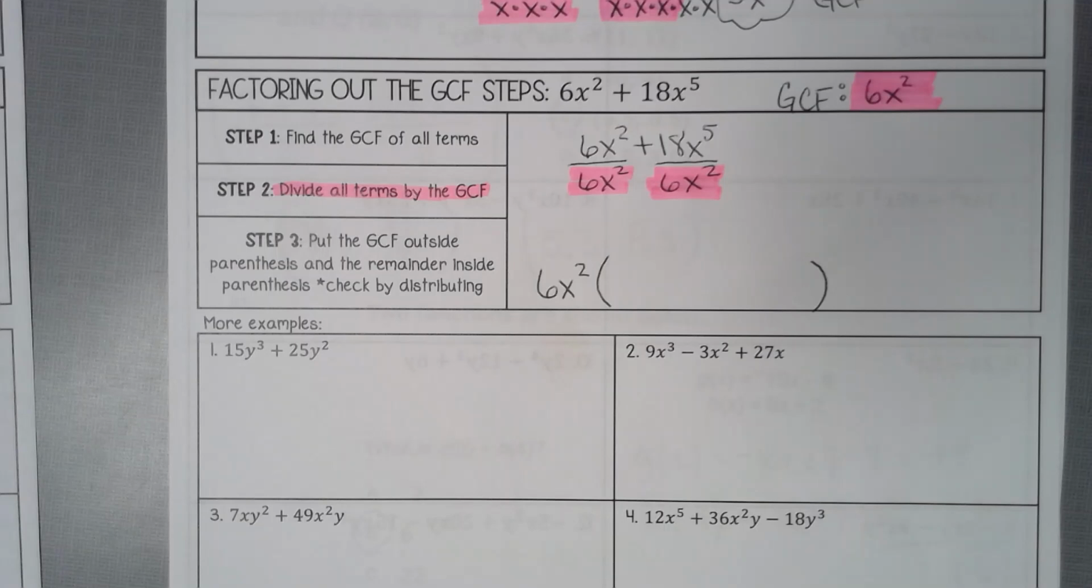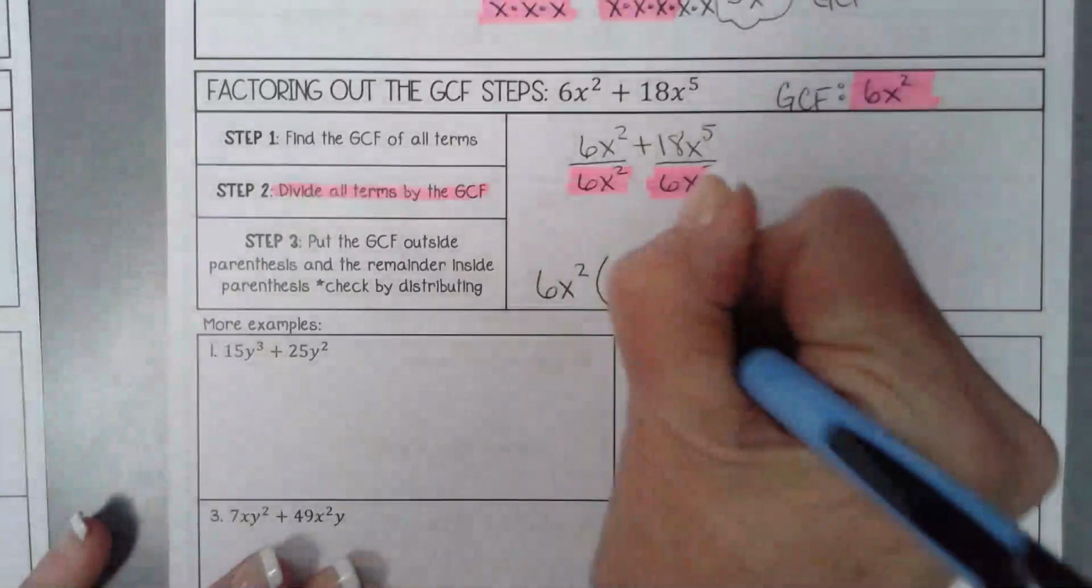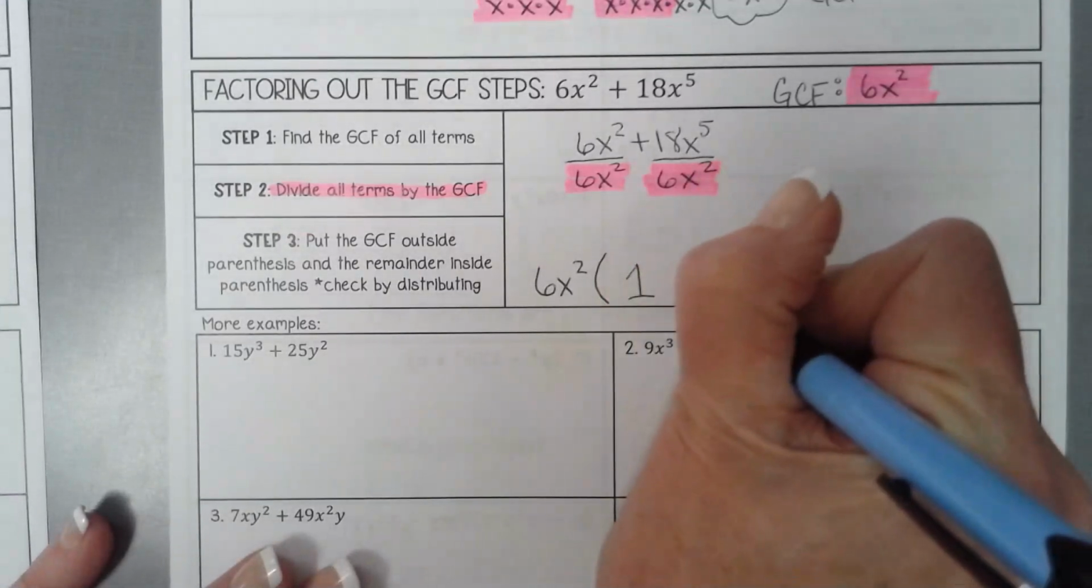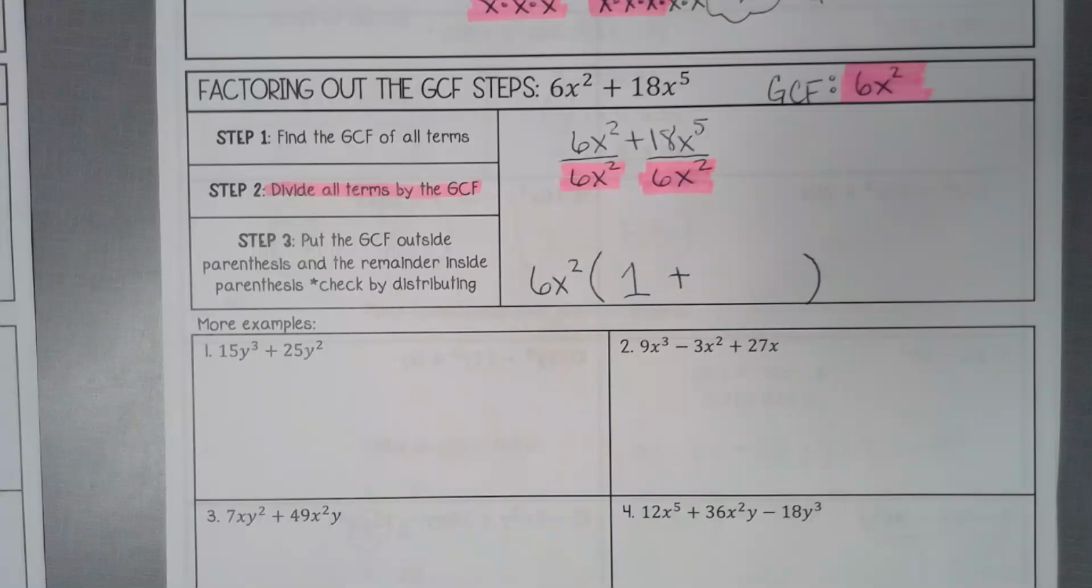Now, this first one's weird. What happens to 6x squared on top and 6x squared on the bottom? When it cancels out, it represents a number. What number does it represent when it cancels on top and bottom? 1. It represents a 1. If you've got two terms here, you've got to have two terms in parentheses. Do you see what I'm saying? You can't just leave it. That right there represents a 1. That's a 1. It's got to go in that spot. That is a term. I got to have a term here.